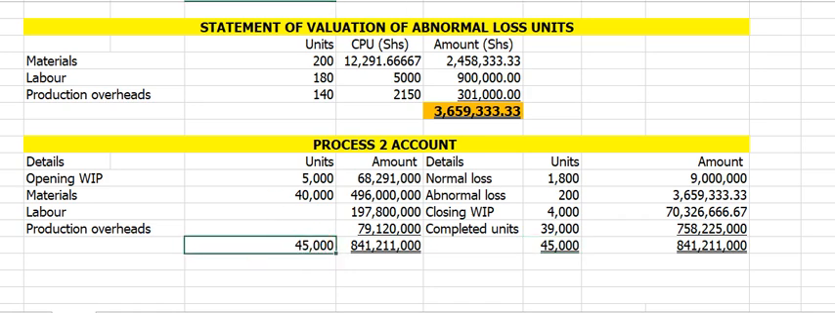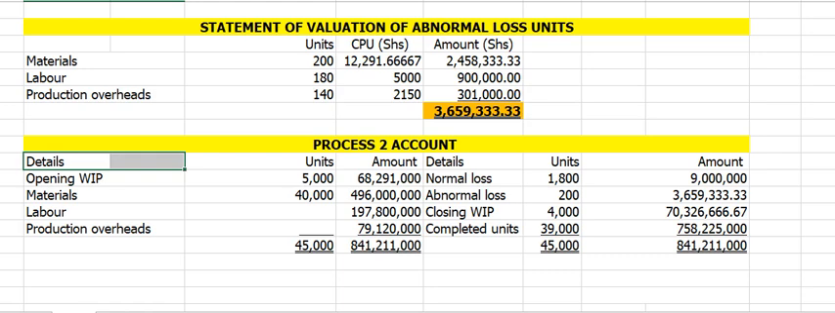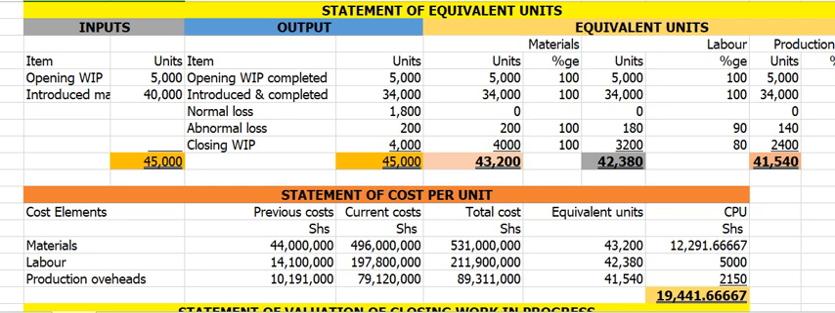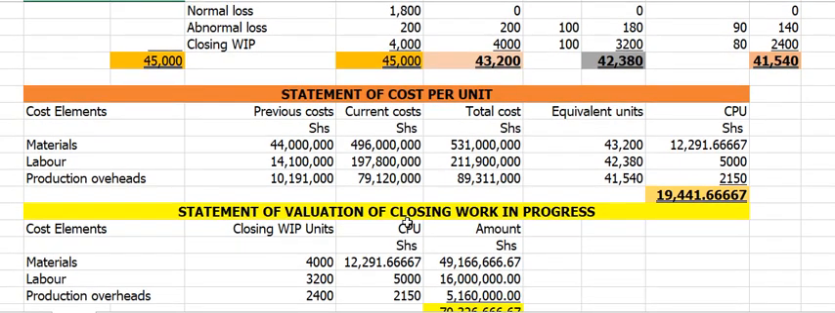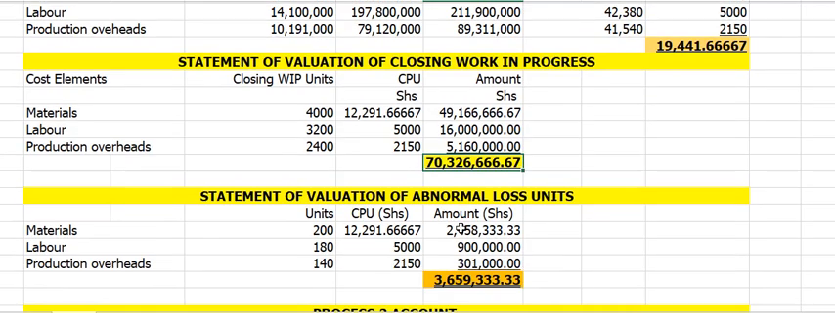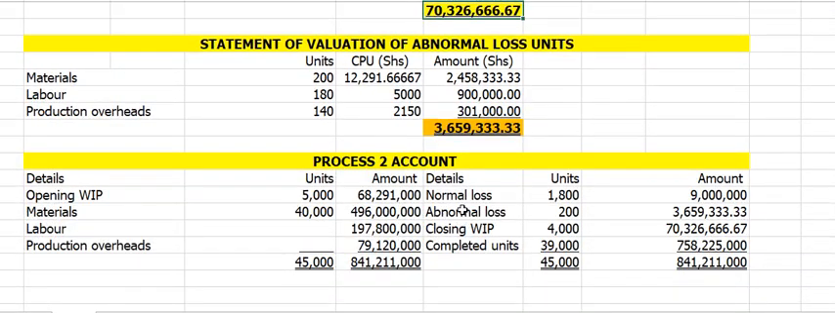So you see the debit of the account is the same as what we have on the credit. So that is your process account, members. That is your process account as per this question. So those were the accounts that we are required. The statement of equivalent production is there. The statement of cost per unit. The statement of closing work in progress, where we have the value of our closing work in progress, as well as the statement of valuation of abnormal loss units, and then the process two account.